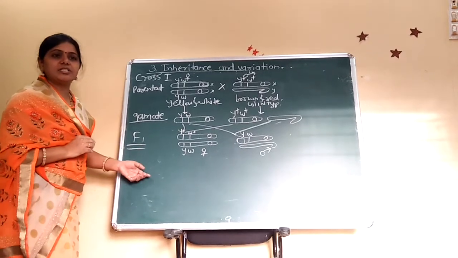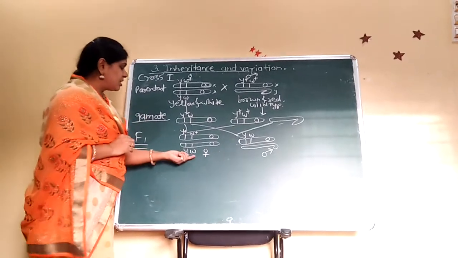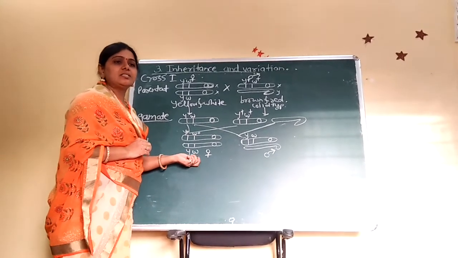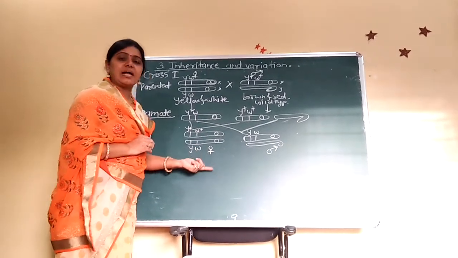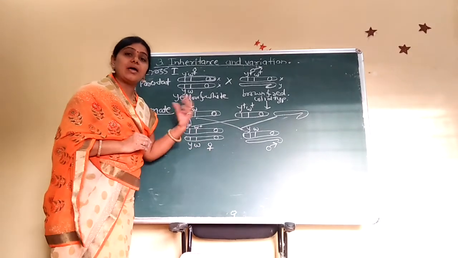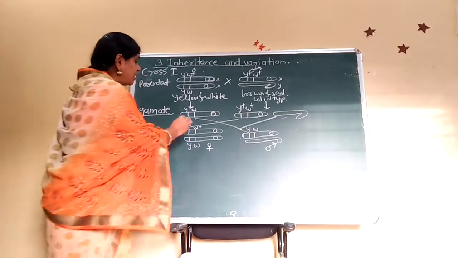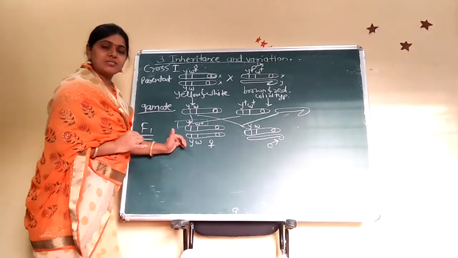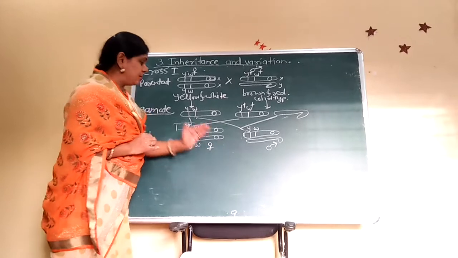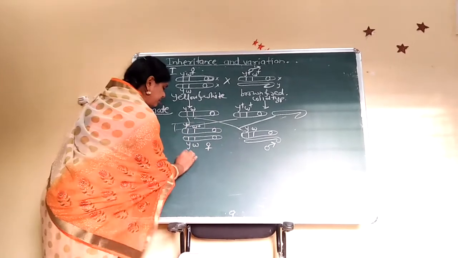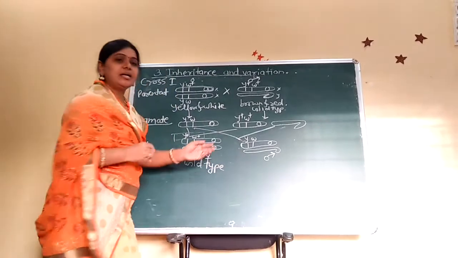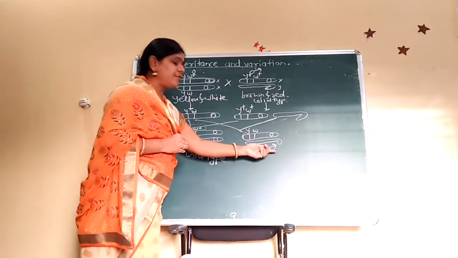This is the wild type, that means brown bodied and red eyed. Why is it called wild type? Because the dominant genes are present here. That's why it is brown bodied and red eyed. This is the wild type, and this is the yellow and white.